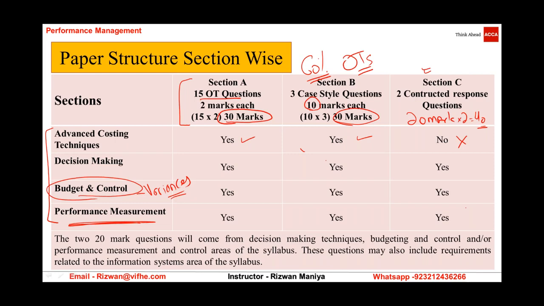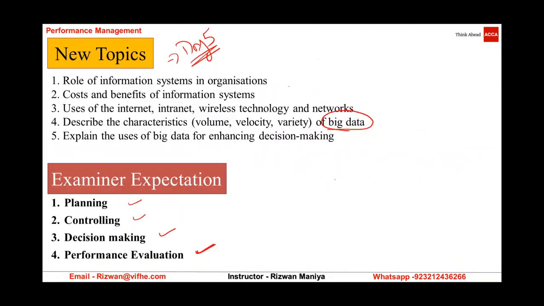Now, the two 20-mark questions will come from decision making, budgeting and control, or performance measurement. These questions may also include requirements related to the information systems area of the syllabus, which means the new area that has been introduced, as I just showed you in the previous slide. This is the area. So this area might also come in your 20-mark question, and definitely this will be theory. So we need to be well aware of how to write theory relating to these new topics.